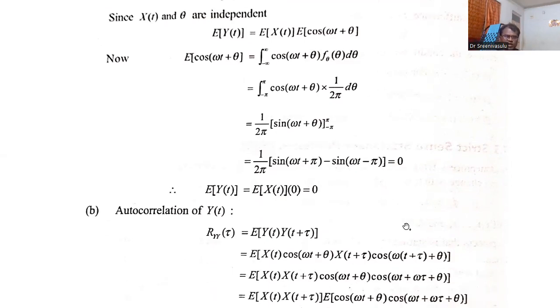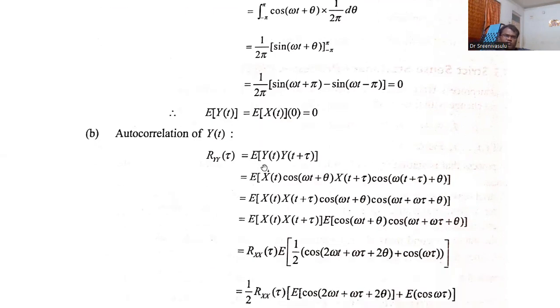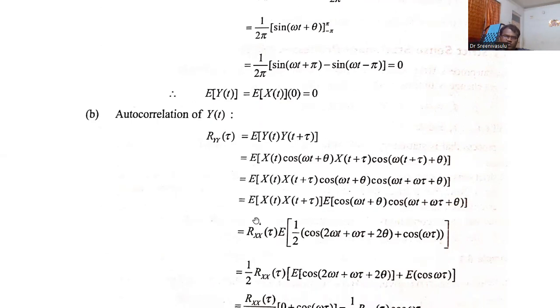Now, we need to calculate the autocorrelation of y(t). R_yy(τ) = E[y(t) y(t + τ)]. Wherever we have y(t), copy it here, and wherever there is t, take t + τ. Substituting this, we observe there is an expected value of x(t) x(t + τ), which is nothing but R_xx(τ).